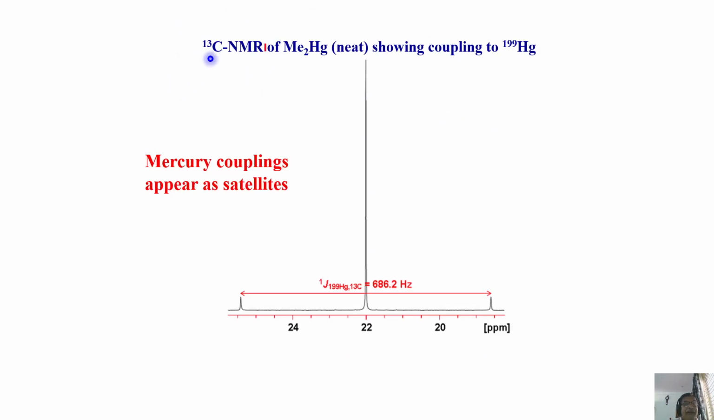On the other hand, you can do carbon-13 NMR also. If I do carbon-13 NMR, what is going to happen? Again, proton decoupled, there is no splitting, you get mercury satellites. Completely we have decoupled the proton. Carbon is only coupled to mercury now, so there is a single peak for carbon, and these two are mercury satellites.